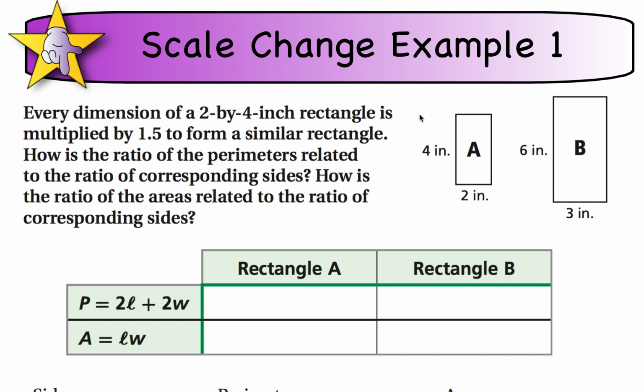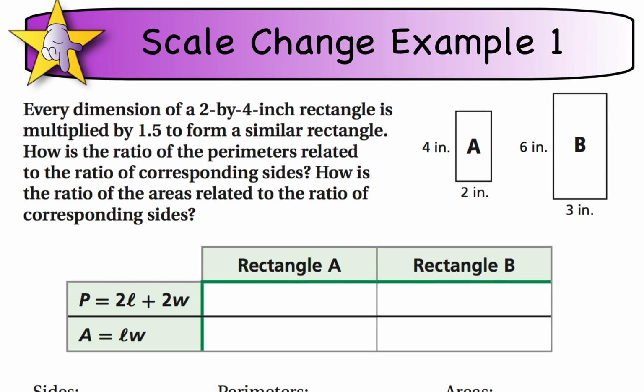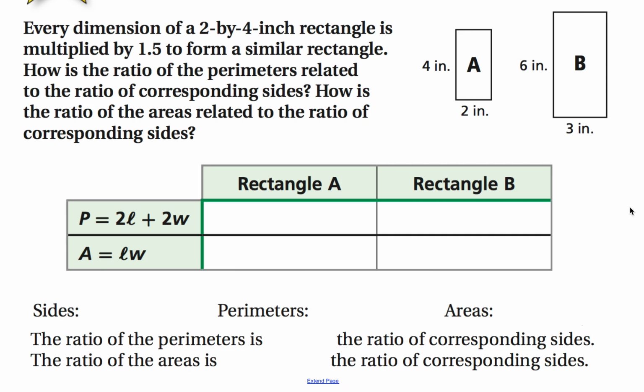Here's an example that says every dimension of a 2 by 4 inch rectangle is multiplied by 1.5 to form a similar rectangle. So here we have rectangle A is 2 by 4. Multiply 2 by 1.5 and you get 3. Multiply 4 by 1.5 and you get 6. So these two rectangles are similar. The question is, how is the ratio of the perimeters related to the ratio of the corresponding sides, and how is the ratio of the areas related to the ratio of the corresponding sides?